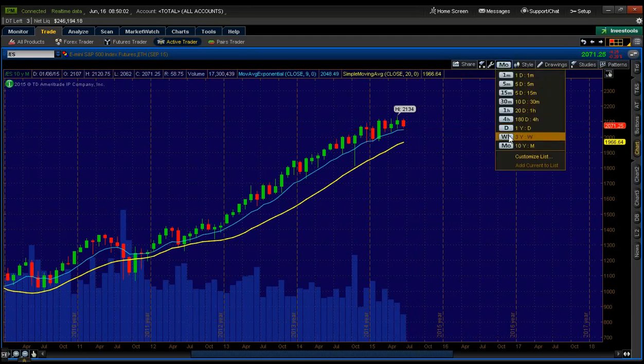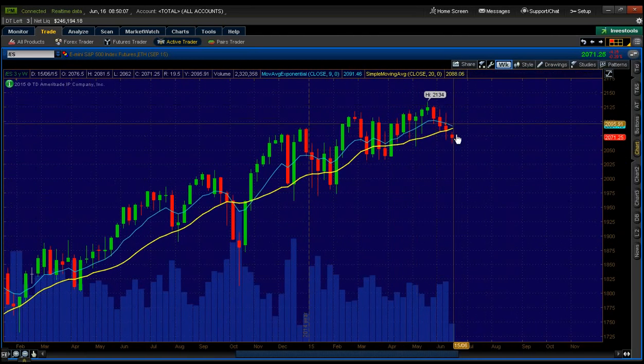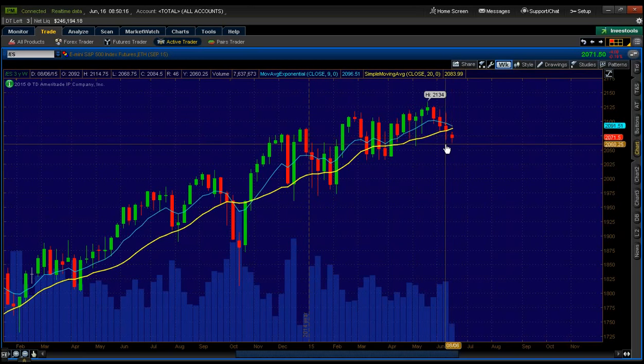Going to the weekly, you can see that we have closed below the 9 and the 20. We're currently gapped down from the open of last week.